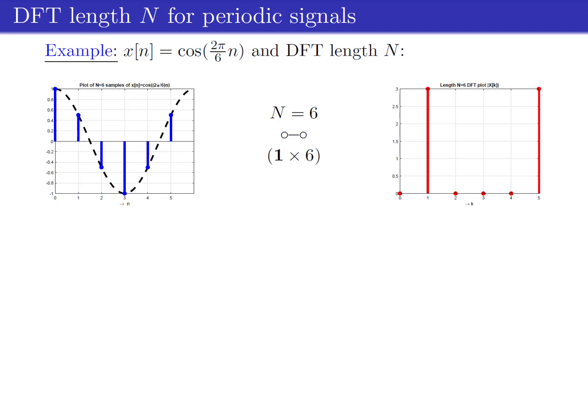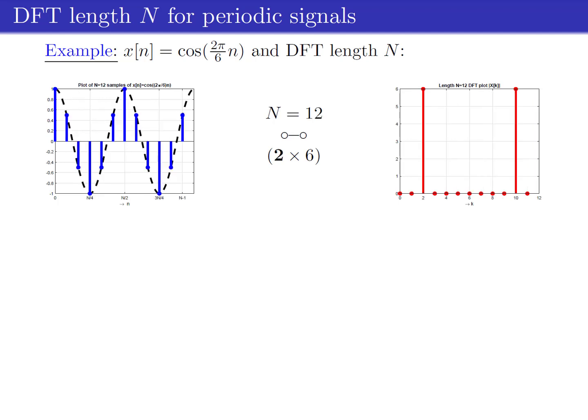Furthermore, the inter-frequency distance of the 6-point DFT is 2 pi divided by 6, which implies that the two frequency indices k is 1 and minus 1 are related to the relative frequency theta is 1 times 2 pi divided by 6 and minus 1 times 2 pi divided by 6, which are indeed the two phasor frequencies of the sinusoidal signal x[n].